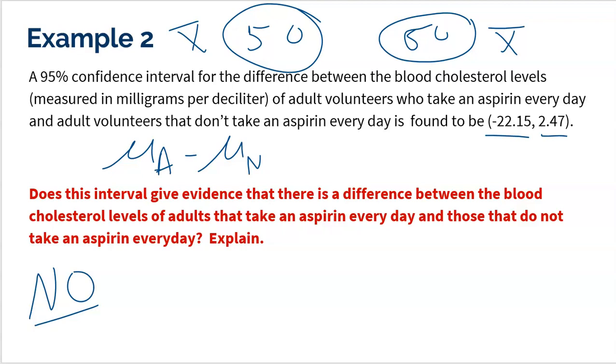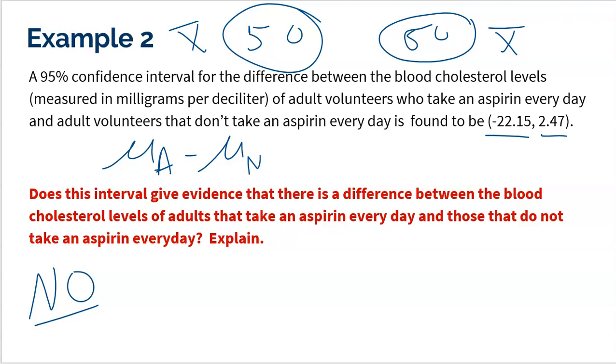Remember, zero would mean that there's no difference. Zero would mean that the mean for the aspirin group is equal to the mean for the non-aspirin group. So in that case, there would be no difference. So does this interval give evidence of a difference? No, it doesn't. This interval actually tells me that taking an aspirin every day is not a guarantee to lowering your blood cholesterol.